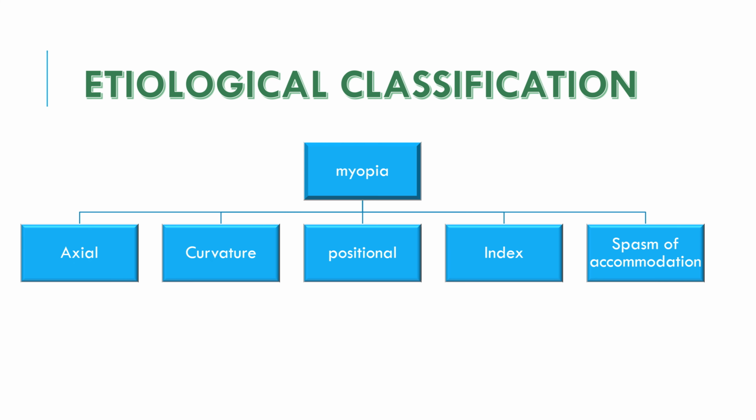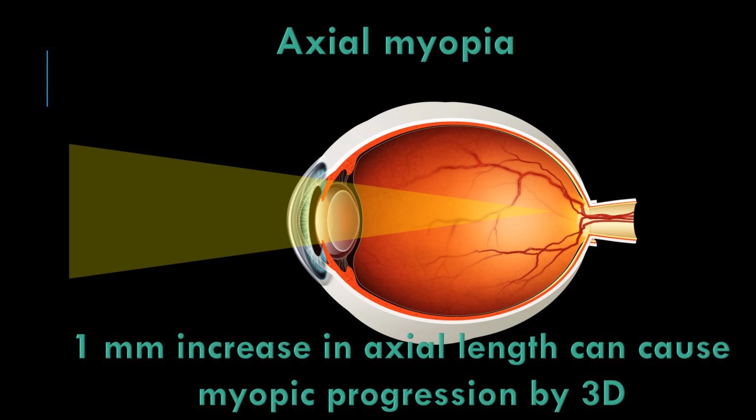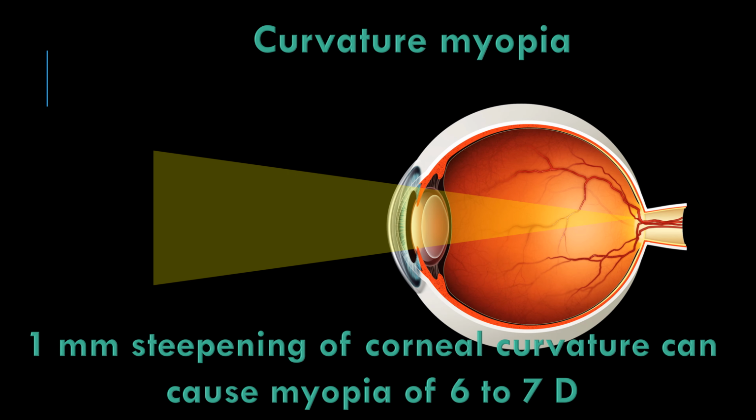So we classify myopia etiologically into axial, curvature, positional, index, and accommodative spasm. The most common are the axial and the curvature ones. In axial myopia, the rays of light usually get focused on the retina, but during emmetropization, when the eyeball increases as age increases, the rays of light get focused more anteriorly. This is because of the increase in the axial length. Even a small increase in the axial length by 1 mm can cause a myopic progression of around 3 diopters. Such myopia is called axial myopia.